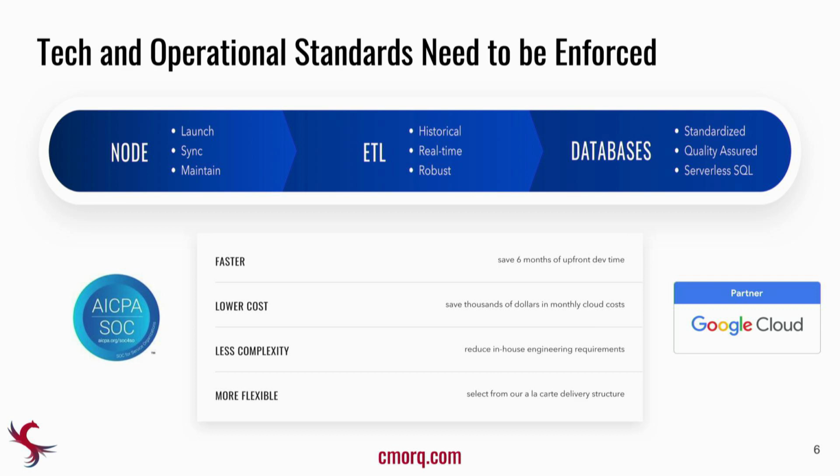Our system is really a combination of a robust tech stack, a set of processes, and operational standards. We launch, sync, and maintain our own nodes on the networks that we interact with. And we have set up processes to make sure that these nodes are up and running and that we're running the latest version. Our extraction, transform, and load system is robust in the sense that it provides you both historical and real-time data. And by real time, I mean as soon as our node hears it on the network, it's propagated to the database within a matter of milliseconds. And then the data, as I mentioned earlier, is standardized, quality assured, and available through an SQL interface.